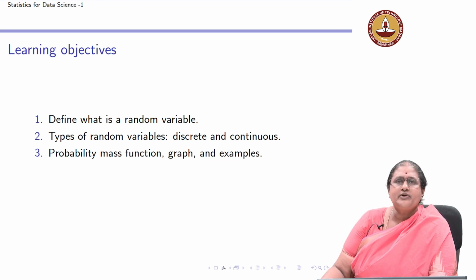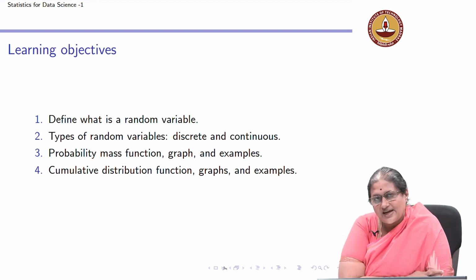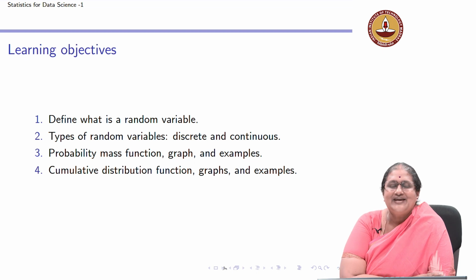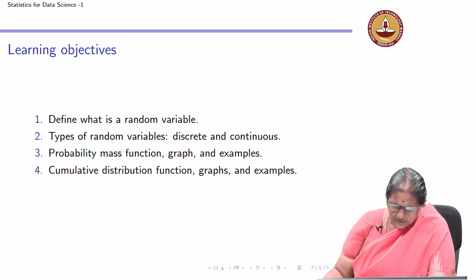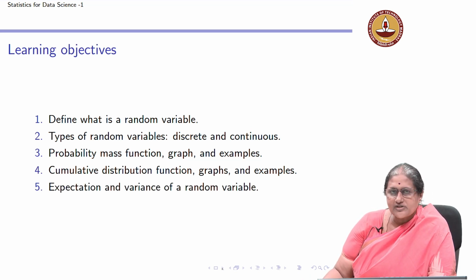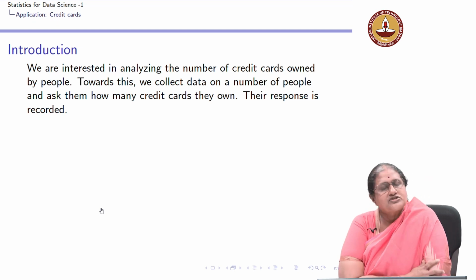We also saw that the graph of a probability mass function gives us an idea of the distribution of the random variable. We also introduced the notion of a cumulative distribution function, which also helps us to understand how a random variable is distributed in a complete range. So, now we are going to introduce an extremely important concept of a random variable, which is called the expectation of a random variable. We first look at an application of the concepts we have learned so far.